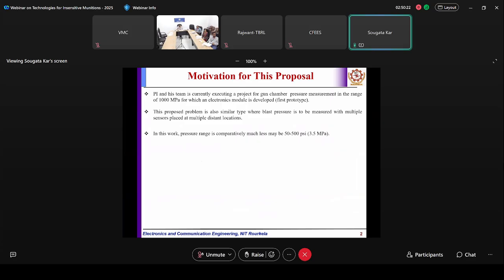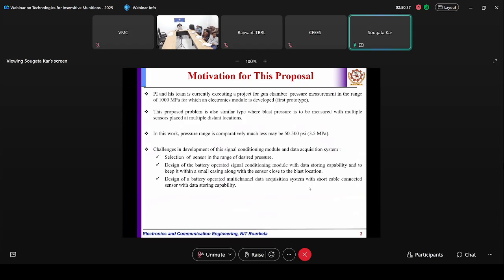We don't know the exact pressure, but we have searched, and from the literature survey, we have seen that the blast pressure may be in the range of 50 to 500 psi. So the challenge in the development is that we want to develop the signal conditioning module as well as a compact data acquisition system where multiple channels will be there.